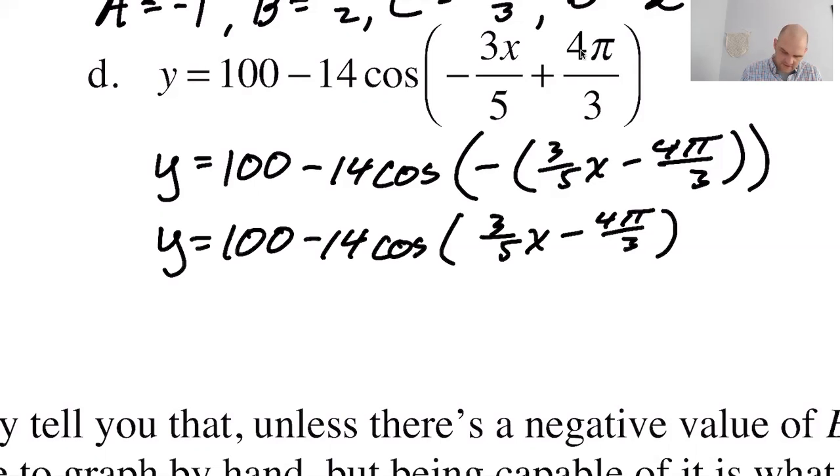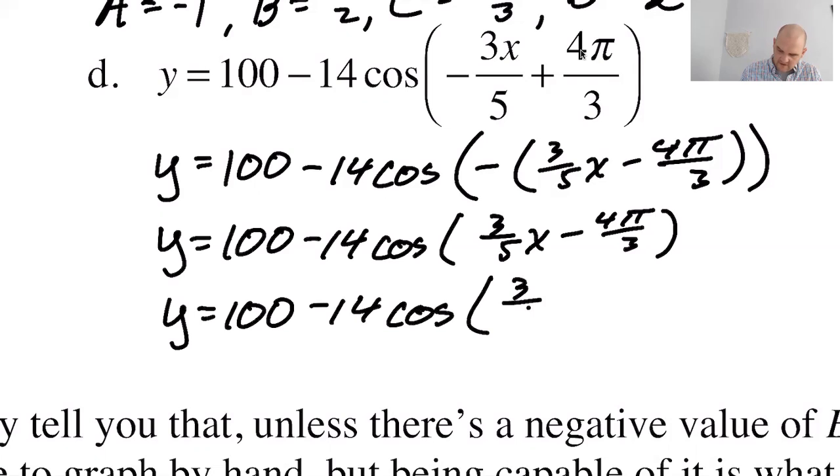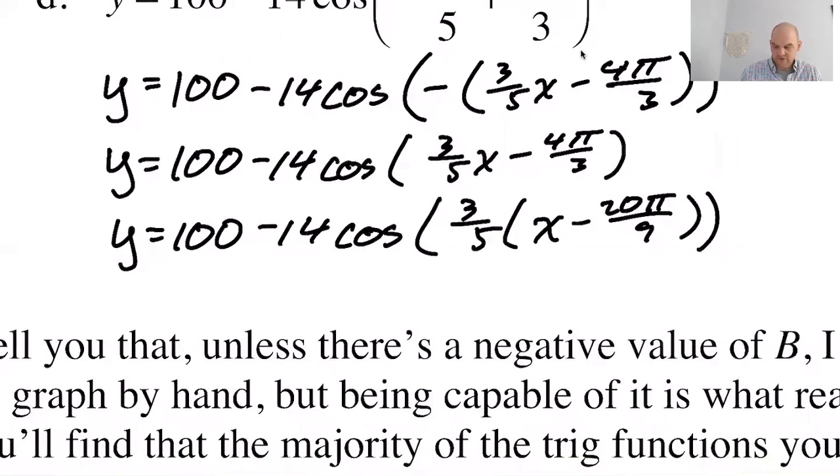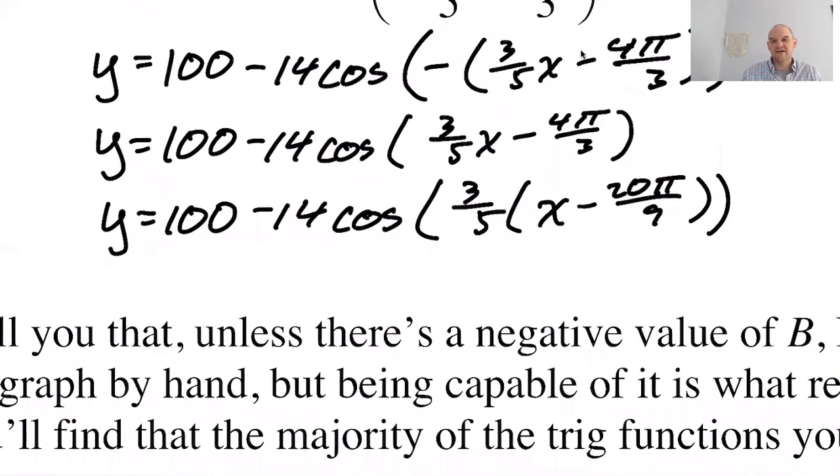And then finally, 100 minus 14 cosine. Take out the 3/5. And then we divide by 3/5. So this actually is going to be minus 20 pi over 9, which is really weird. But you know, that's what it is. So nothing we can do about it.